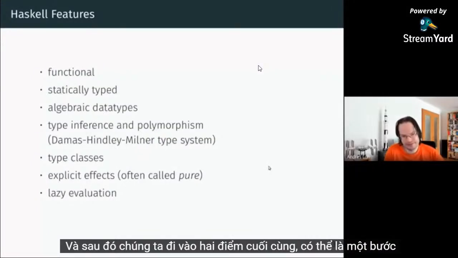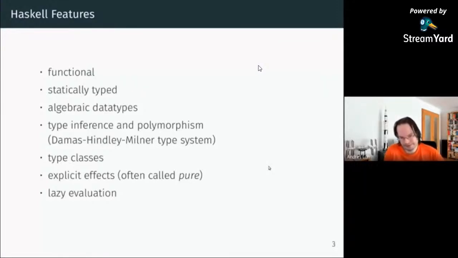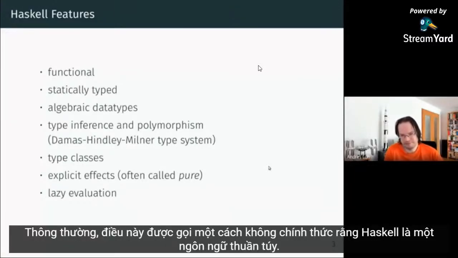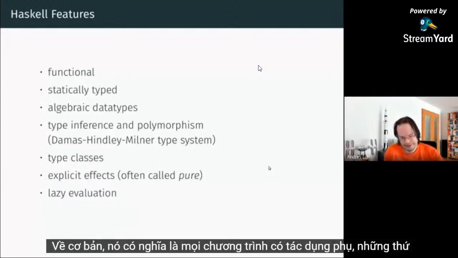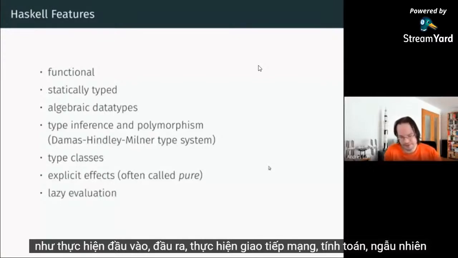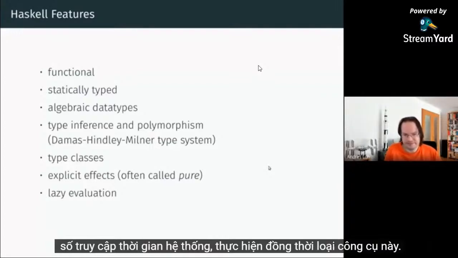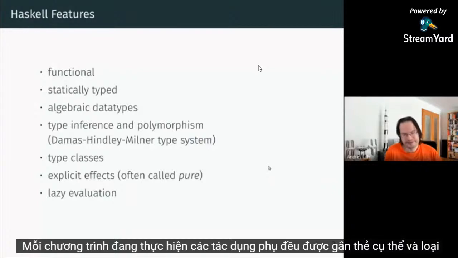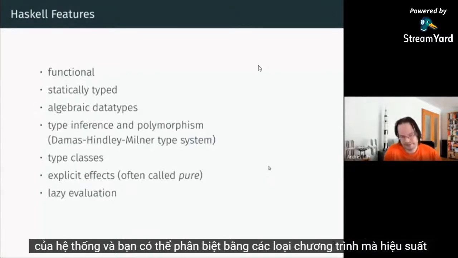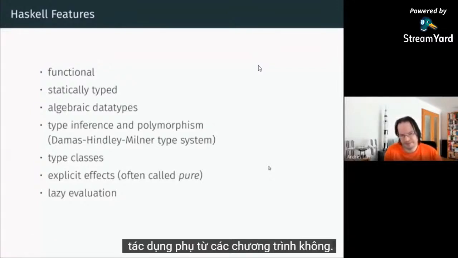And then we come to the last 2 points, which are probably the ones that make Haskell most unique. The first of them is explicit effects. Often this is slightly informally called that Haskell is a pure language. It essentially means that every program that is having side effects, things like doing input-output, doing network communication, computing random numbers, accessing the system time, doing concurrency, this sort of stuff, is specifically tagged in the type system, and you can distinguish by their types programs that perform side effects from programs that don't.